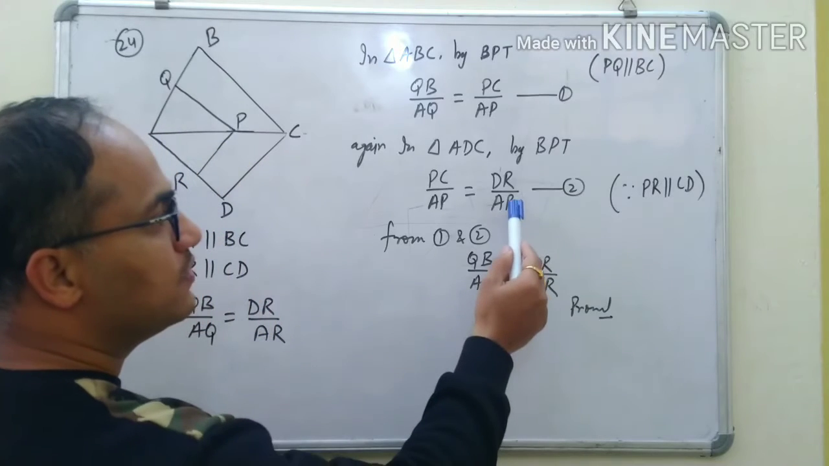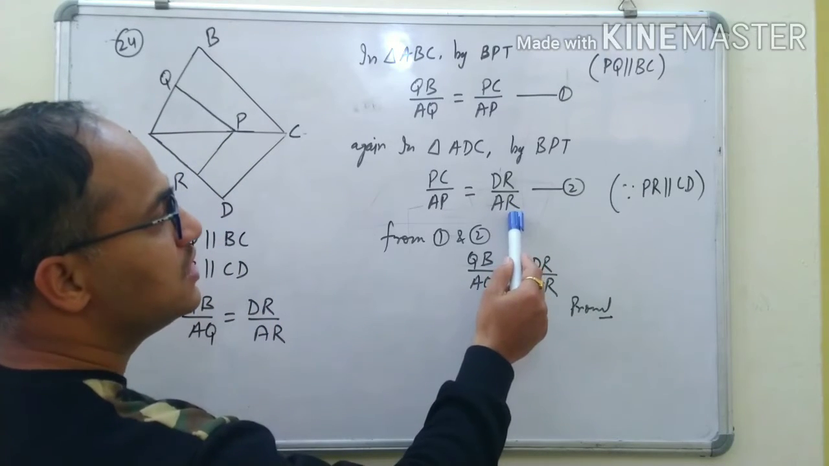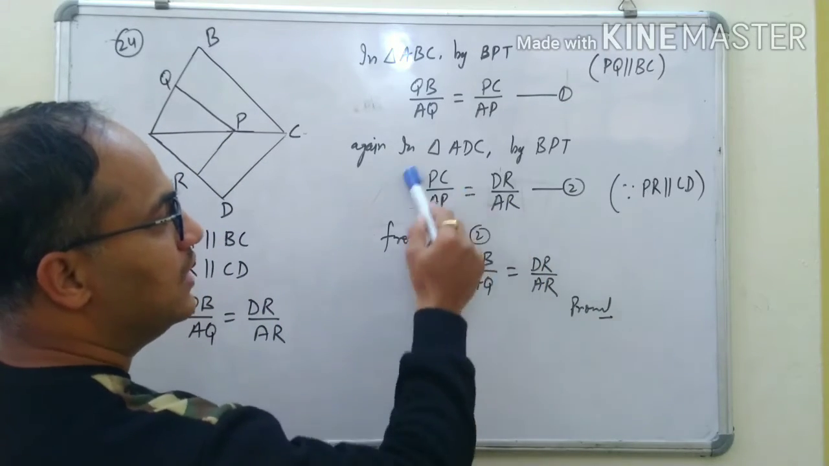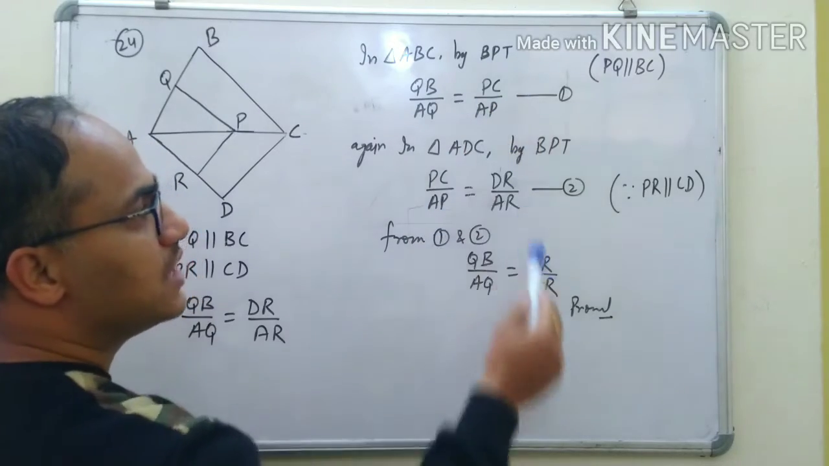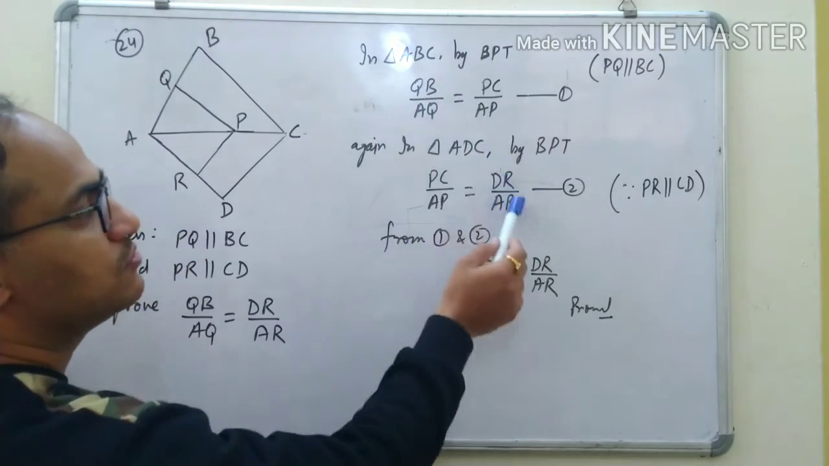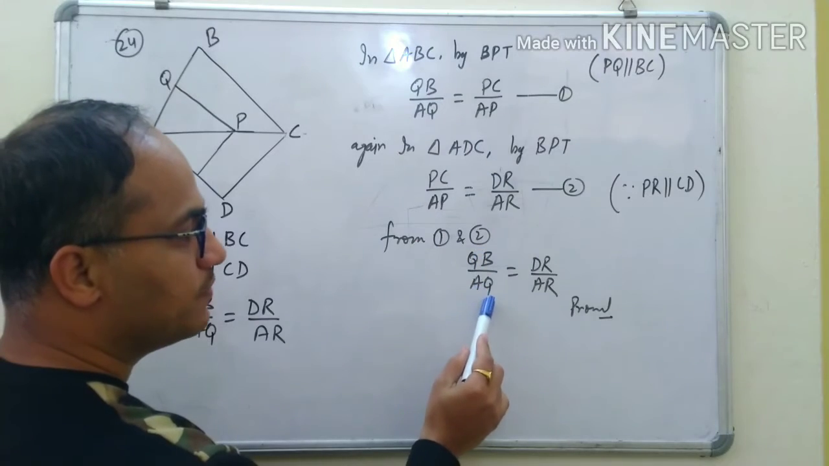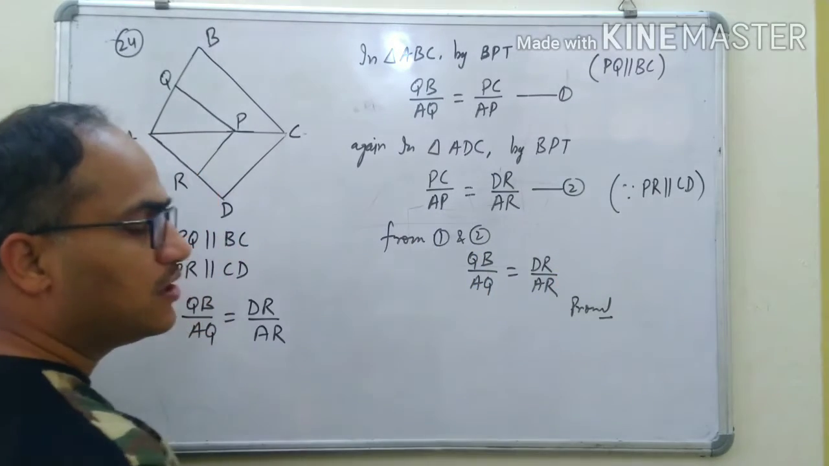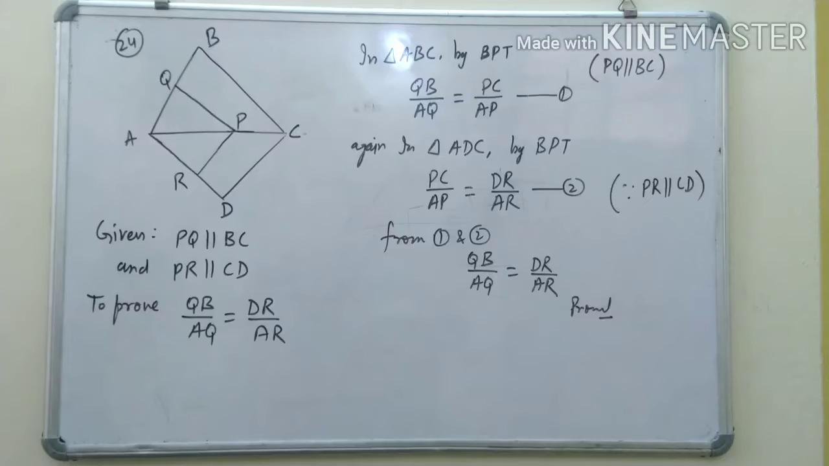From the two equations, we can see that these two terms are equal. Therefore, these two terms are also equal. Hence, QB upon AQ is equal to DR upon AR.